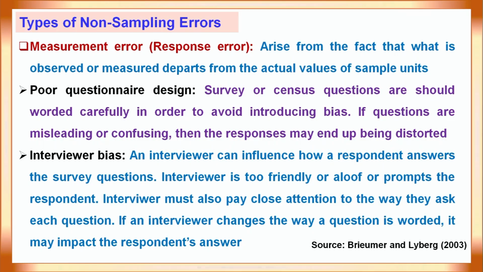That means you have to make the survey questions very carefully. You have to carefully choose the words in the questionnaire, and also order them in such a way that there is no possibility of introducing biases. If the questions are ambiguous or confusing, then the responses may be distorted. The second source is the interviewer, because an interviewer can actually influence how the respondent answers the survey question.